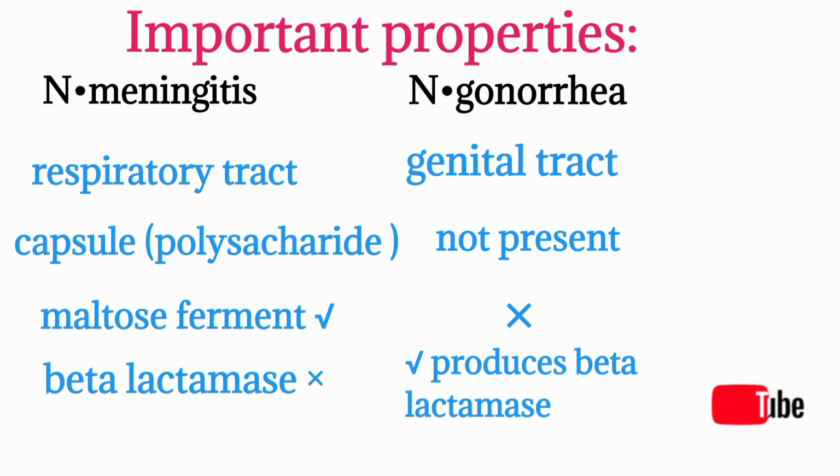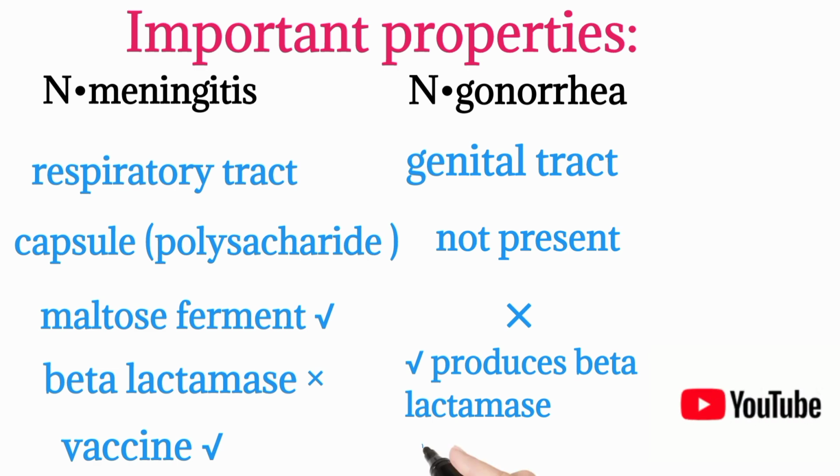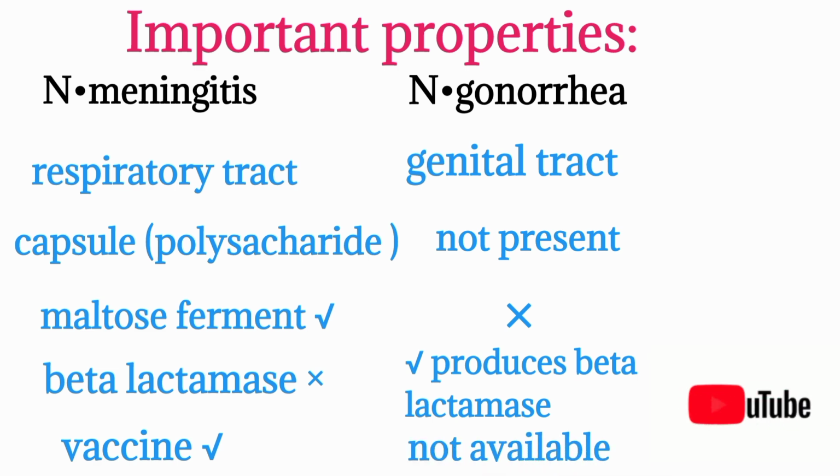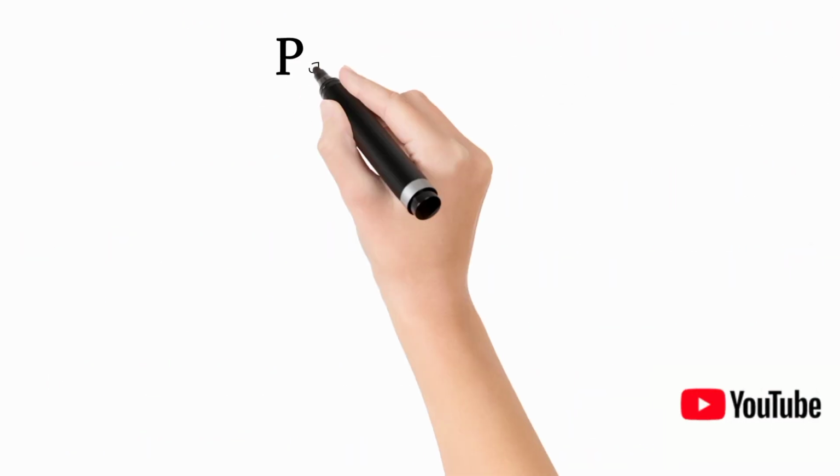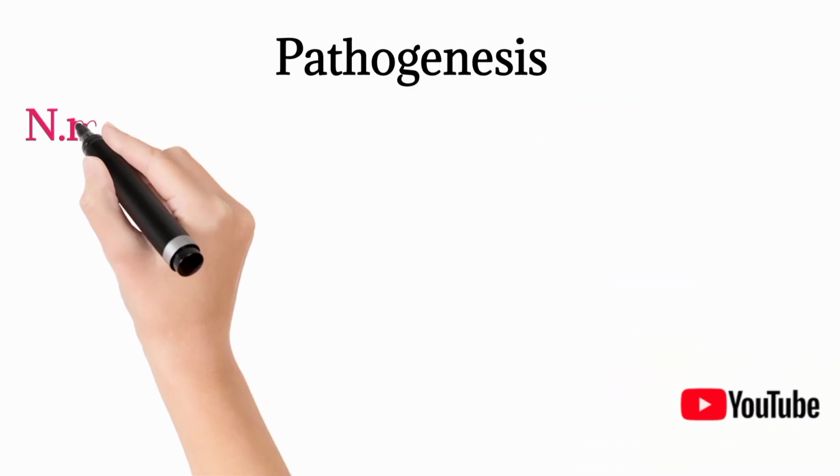Then we have another important property, which is the vaccine. Vaccines are available only for Neisseria meningitidis. There is no vaccine available for Neisseria gonorrhea prevention, and the vaccine usually uses the capsule, which is the polysaccharide portion of Neisseria meningitidis. Unfortunately, there is no vaccine to prevent Neisseria gonorrhea, but we have a vaccine to prevent Neisseria meningitidis.